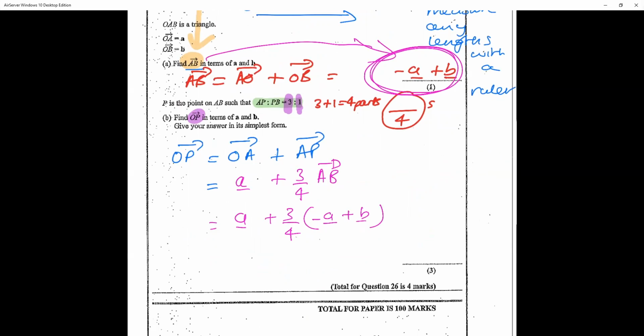And what do we do now to the brackets? You multiply it into the brackets. So you do A. So what's plus 3/4 times minus A? Minus 3/4 A, yes? And what's plus 3/4 times plus B? Plus 3/4 B.